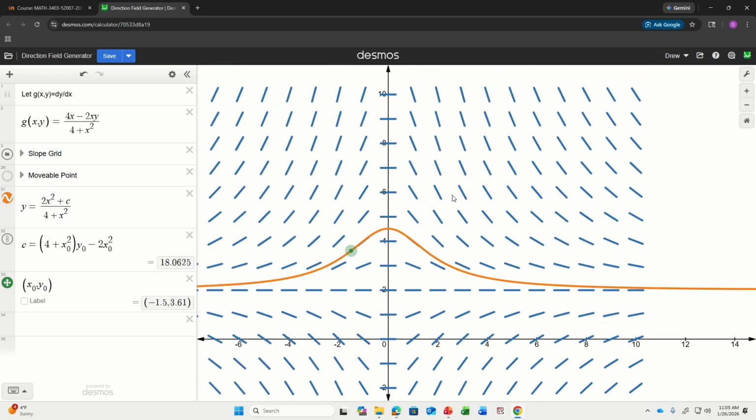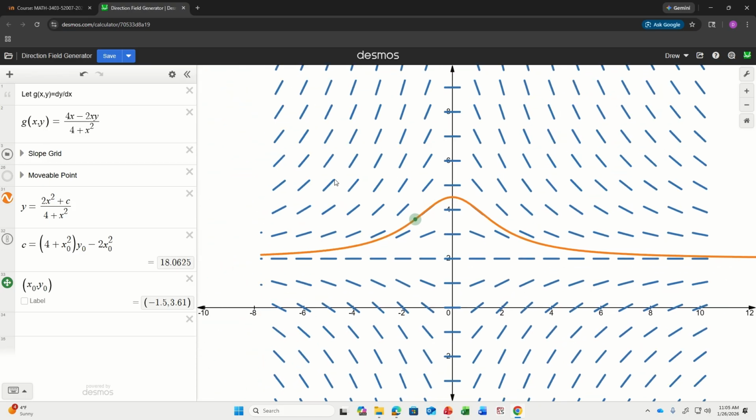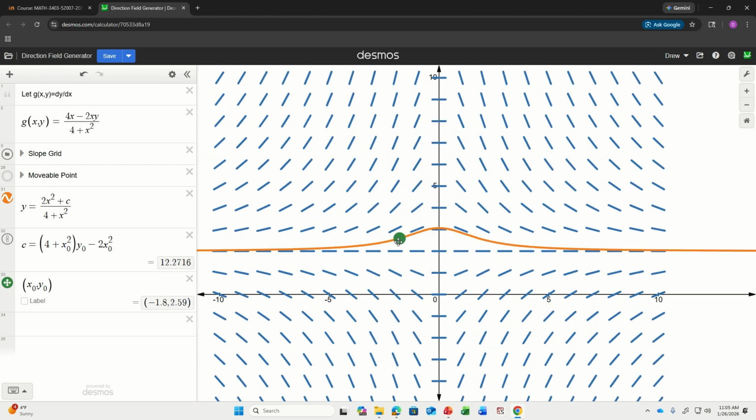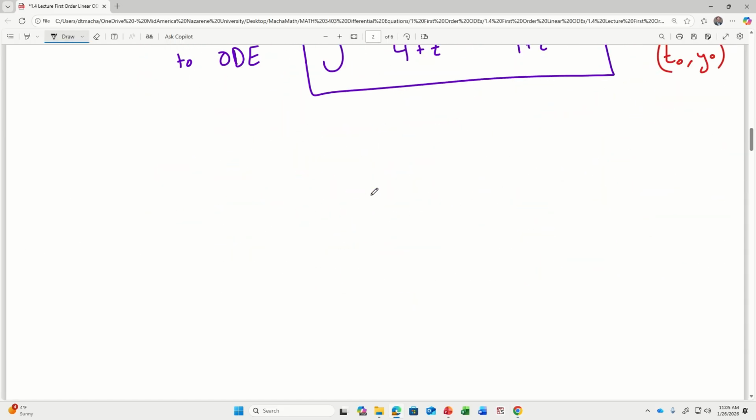If you haven't already done this, while you're checking your homework problems, do it. It's fun. I think it's just nice how it always fits this direction field, but maybe I'm just too easily entertained.